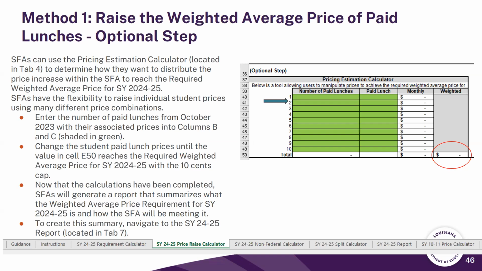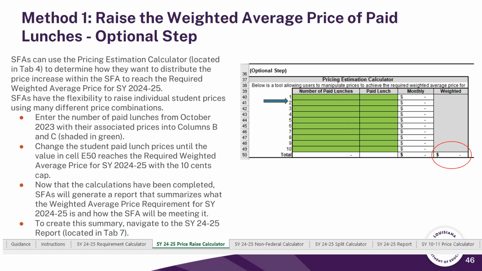Enter the number of paid lunches from October 23 with their associated price in 2 columns, B and C shaded in green. Change the student paid lunch prices until the value of cell E50 reaches the required weighted average price for school year 24-25 with the 10-cent cap.